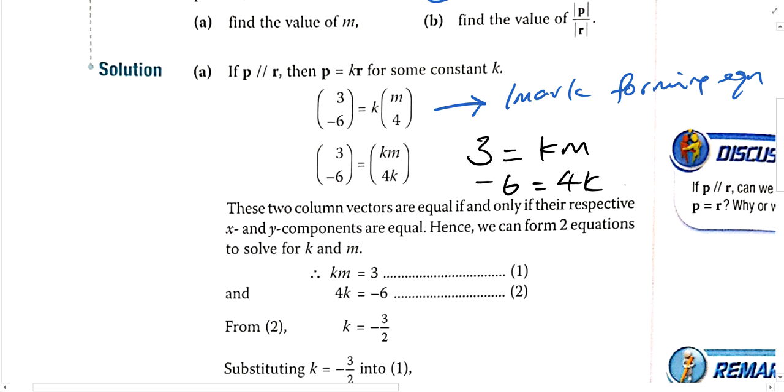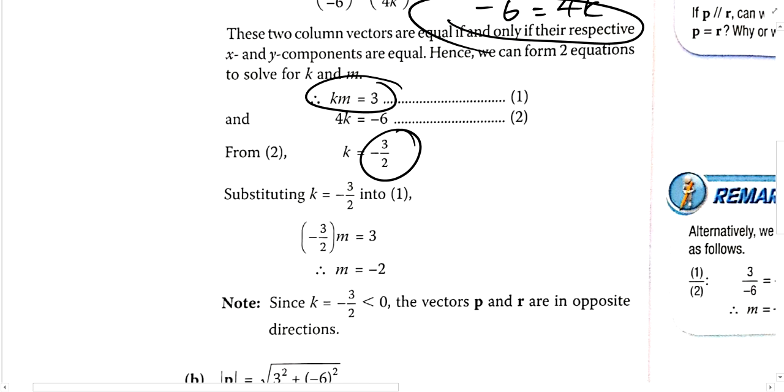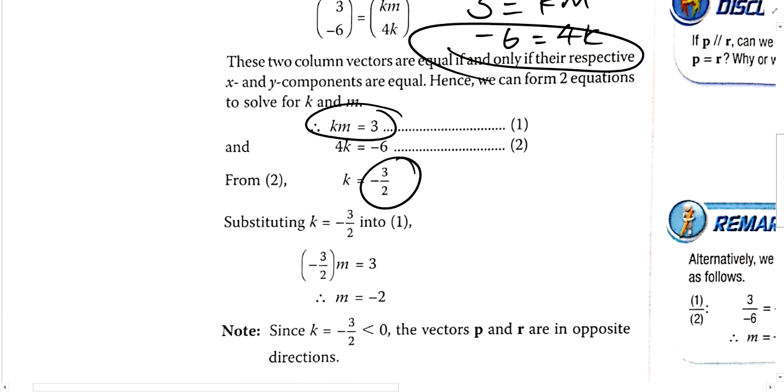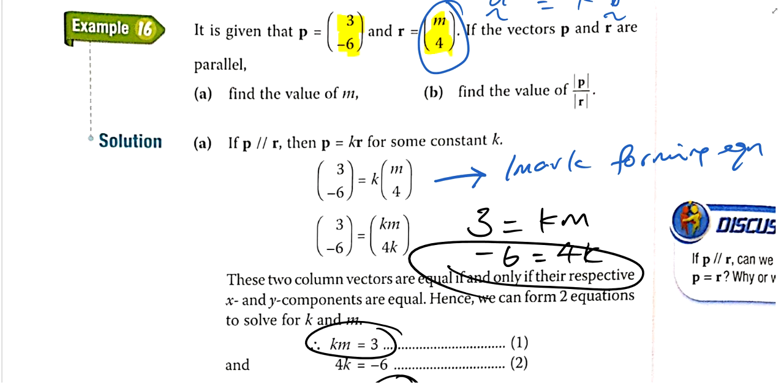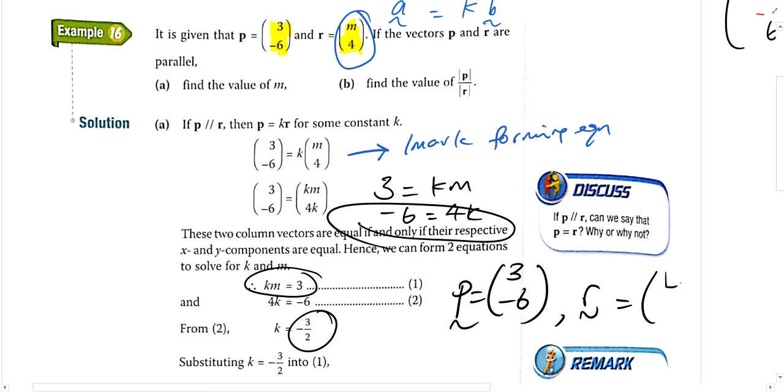This is a set of simultaneous equations where you have two unknowns with two equations. Obviously, you should solve for k first, because negative 6 is actually 4k. So k is negative 3 over 2. Substitute into the first equation to get the value of m. Okay, so now we see that these two vectors, P is equal to 3 and negative 6, R is equal to m, we found it was negative 2, negative 2 and 4.